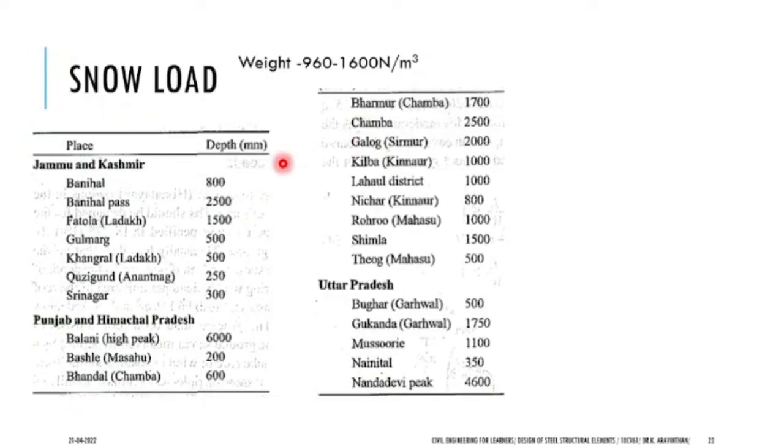Okay, these are the certain points. In India, the code book indicates these points: when you are living in Jammu and Kashmir, at Ladakh you have 1500 mm of maximum snow depth within a year, and at passes like Rohtang Pass and Banihal Pass, you might have 2500 mm of depth.